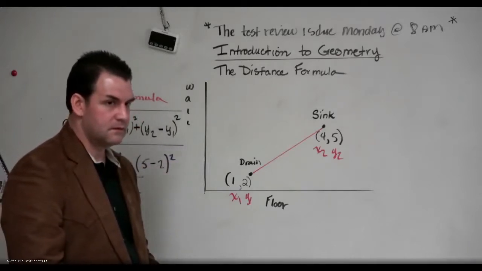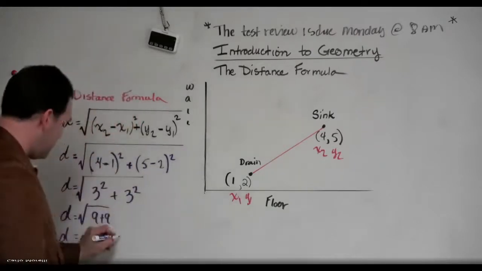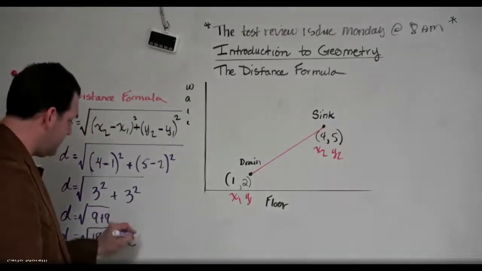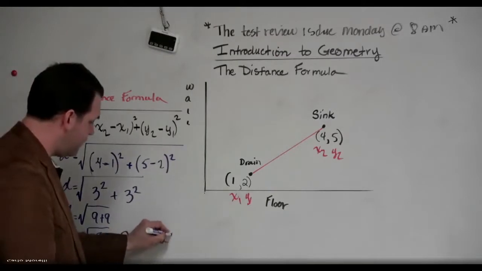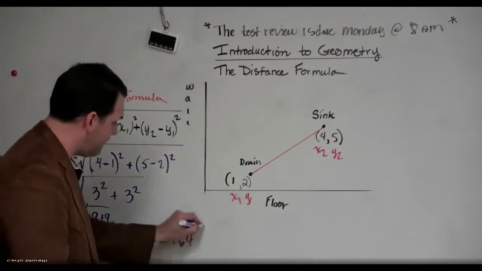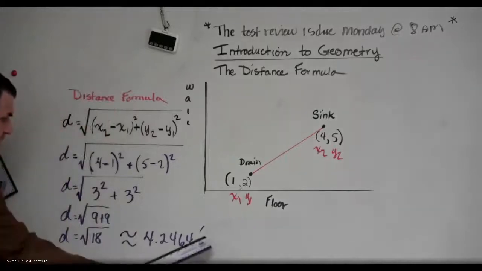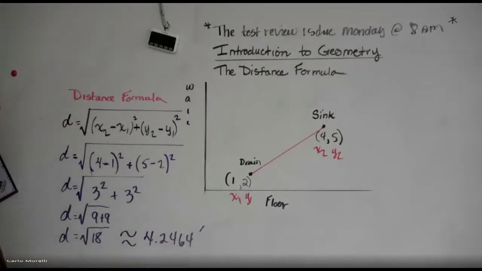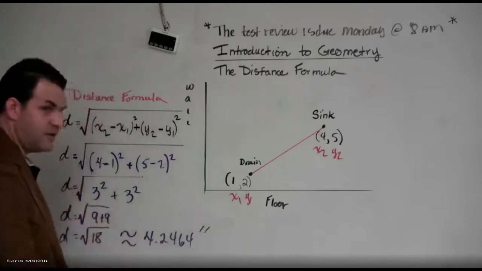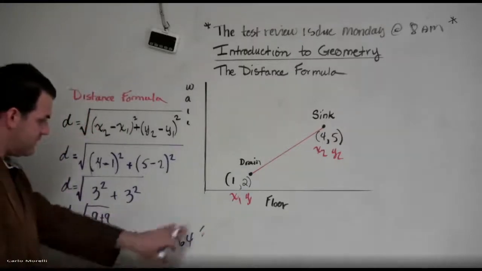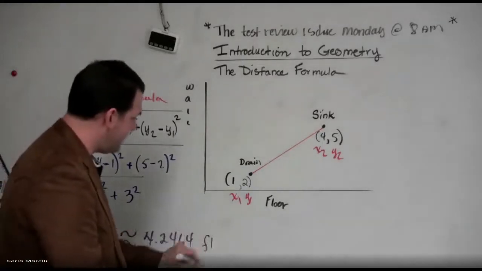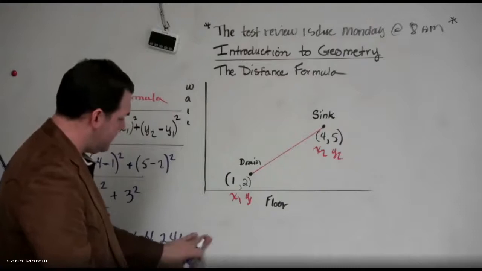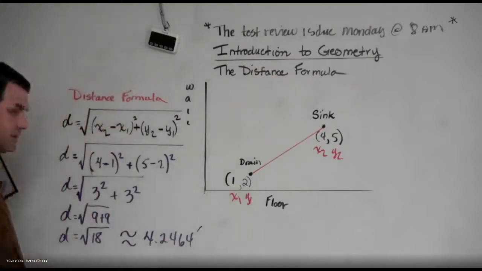The square root of 18 is approximately 4.24264. So approximately 4.2464 feet. Do you see this little apostrophe thing I put at the end? That means feet. Two of them means inches, but one of them means feet. So instead of writing FT for feet, we can just put that.